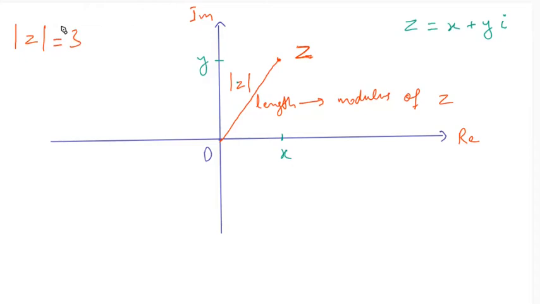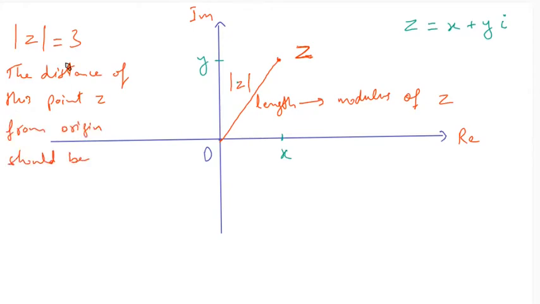Now, at which positions do you think this complex number can be? Because देखिए modulus को मैंने क्या कहा? Modulus has to be equal to 3. What does that mean? The distance of this point z from the origin should be equal to 3. That is what it means. Modulus of z being equal to 3. What does that mean? That the distance of this point z from the origin is equal to 3.